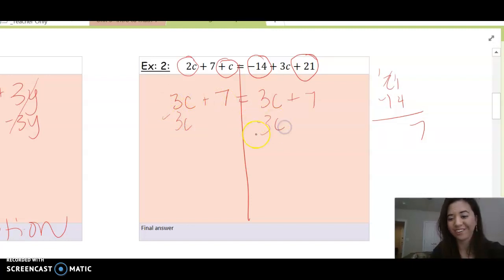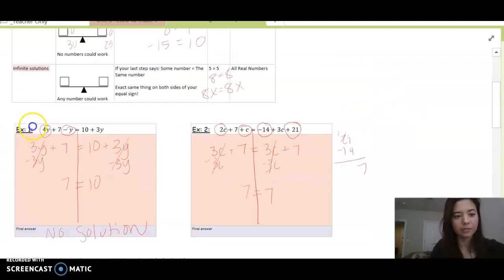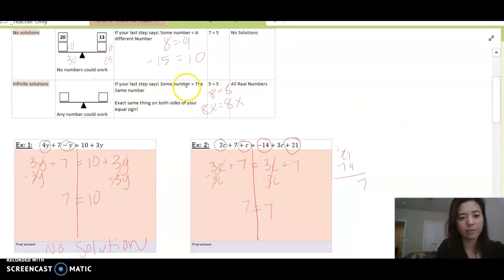Some of you might already know the answer already, because we have to get our variables to one side. So 3c cancels. Oh, this 3c also cancels. And I get 7 equals 7. When we have some number equals that same number, 7 equals 7, we have infinite solutions. So we're going to write all real numbers.